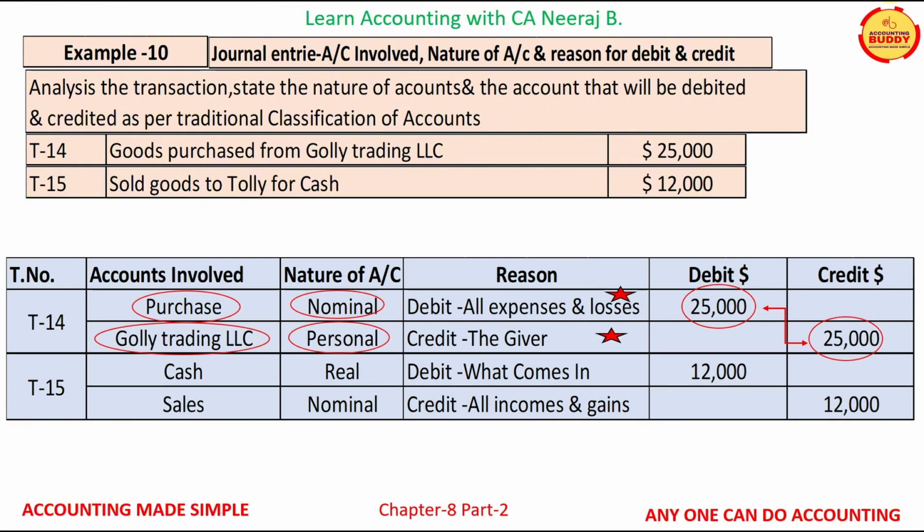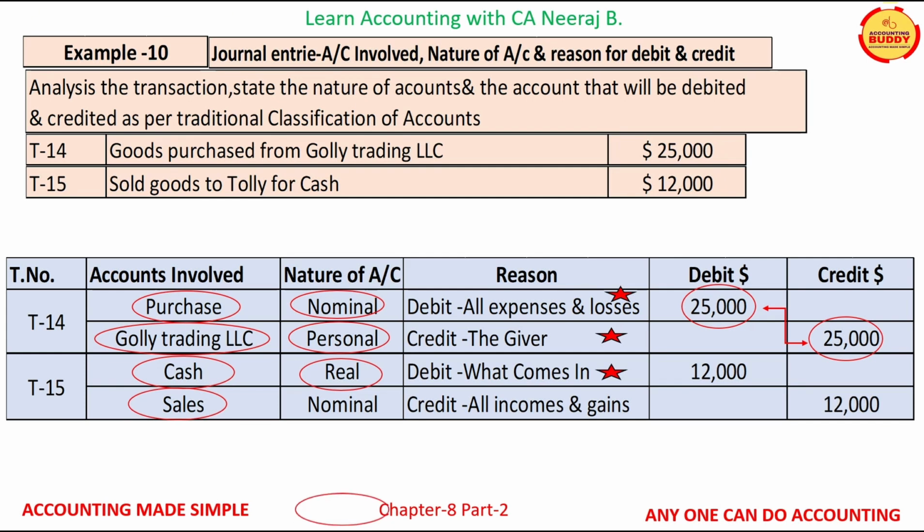The two accounts which are affected by this transaction are cash account and sales account. Cash is a real account and the rule for debiting a real account is debit what comes in. In this transaction, since the business has received the cash, cash account is debited.